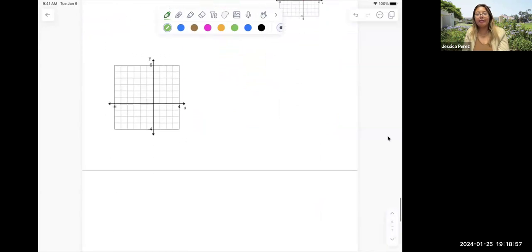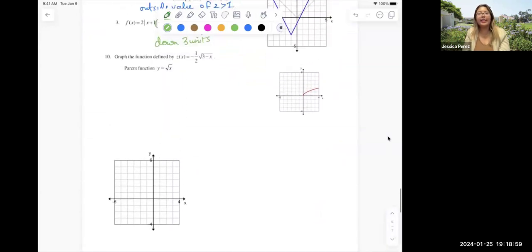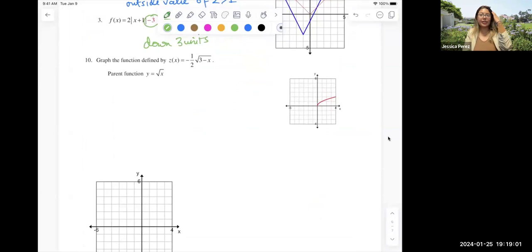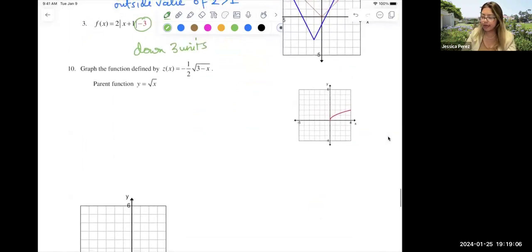So we're going to do that for the following, and this is the last piece. So what can we detect? Well, we know that the parent function, of course, is the square root of x. What else do we notice? Well, in this case, this can be changed to -1/2 the square root of negative x plus 3. So you actually want to be able to modify that.